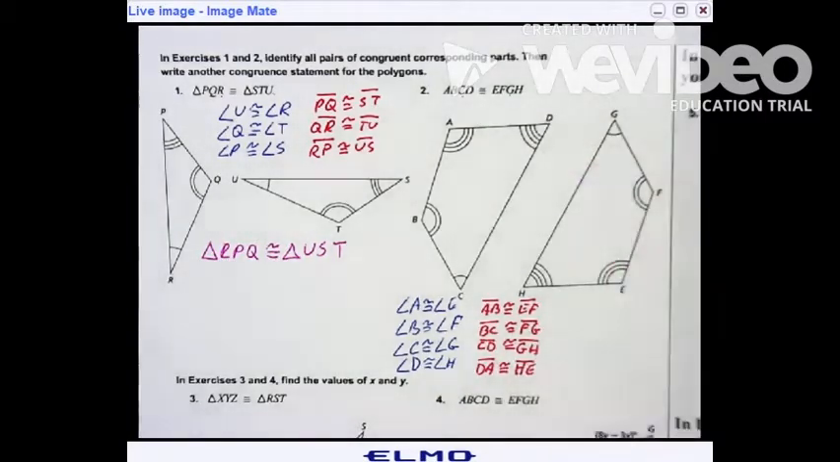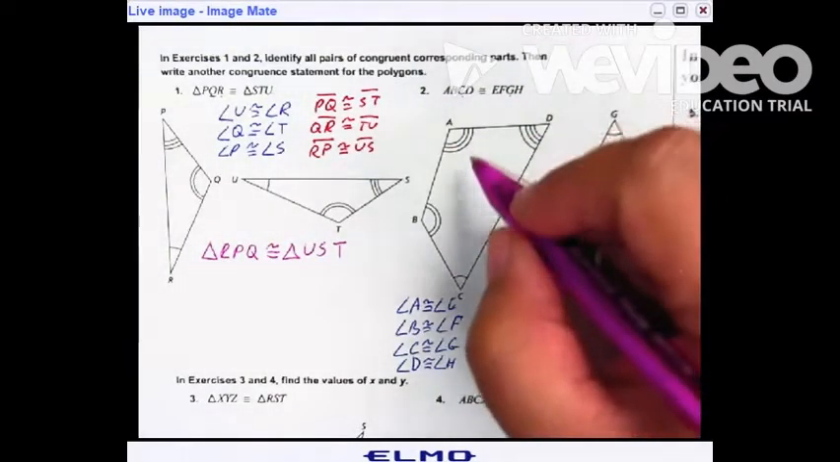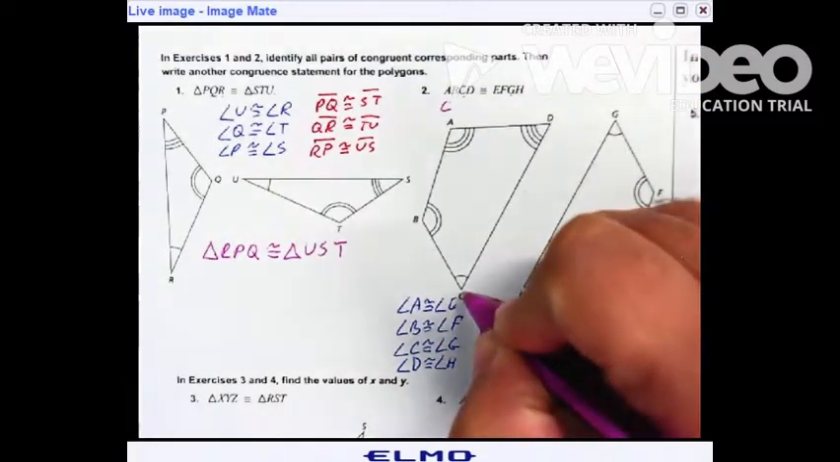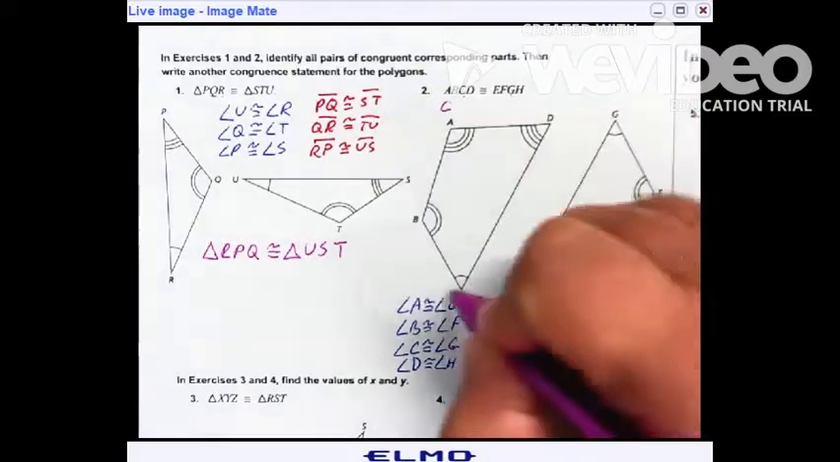Now we need a congruent statement, something other than that. So let's just see here. I'll start with C. C, and then we'll go this way. So we'll go backwards.